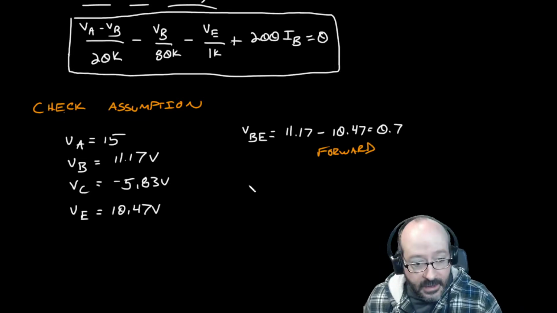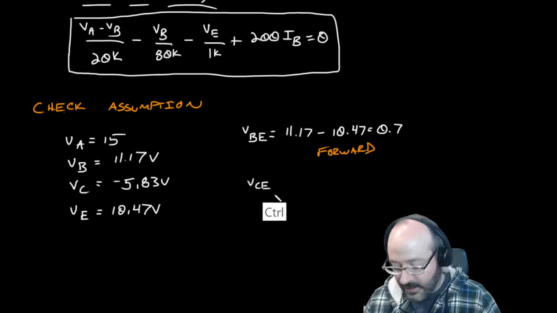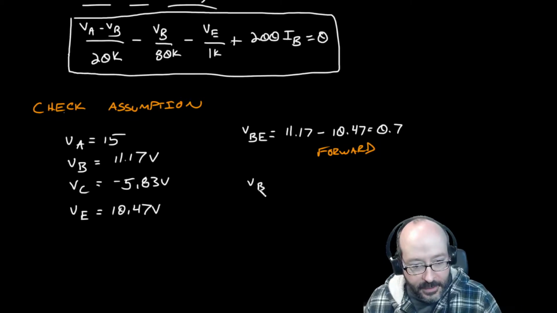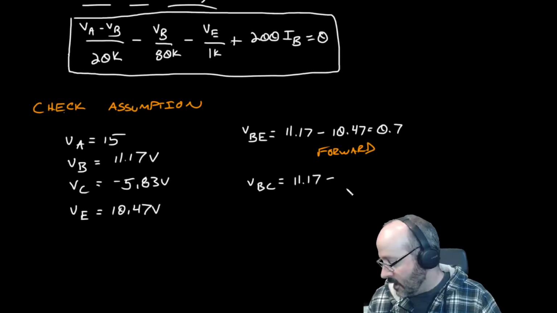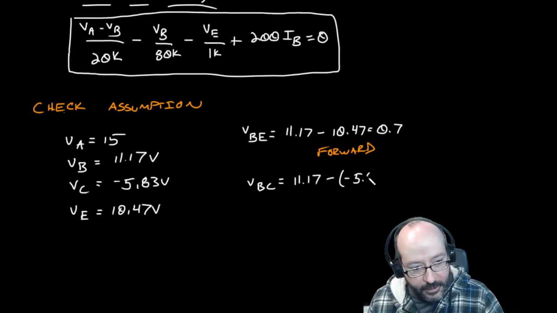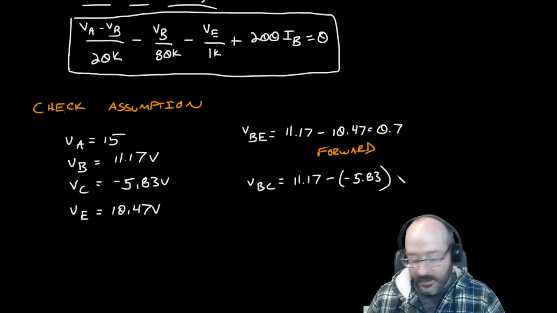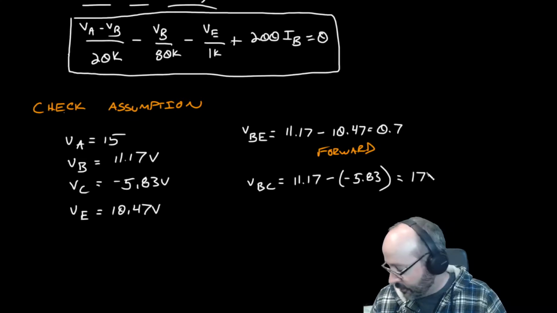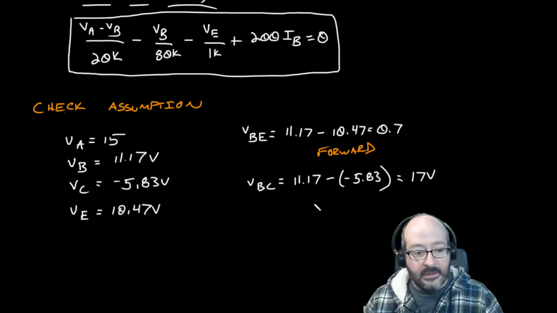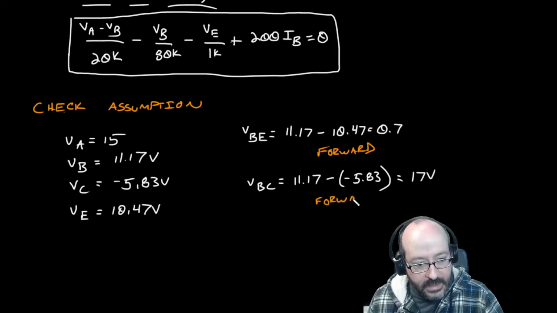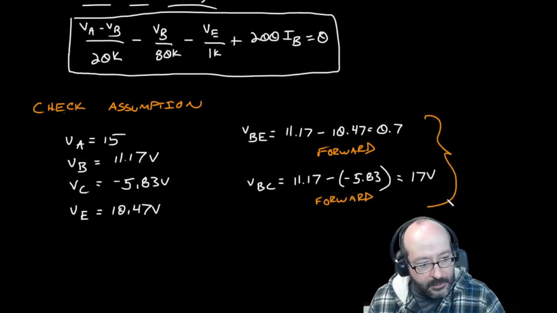Okay, and VBC is the next one I want to look at, and that's 11.17 minus negative 5.83, and we would find that that is 17 volts. Okay, and that's positive. And we would say that one's forward. So if we're looking at that table, given both of these, we would conclude that this is in saturation. And we would be correct. It is in fact in saturation.